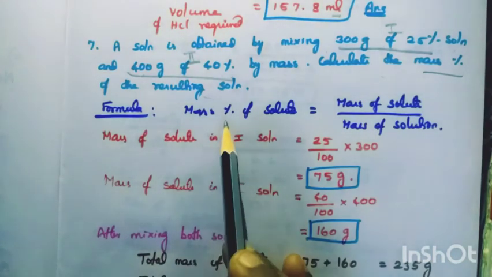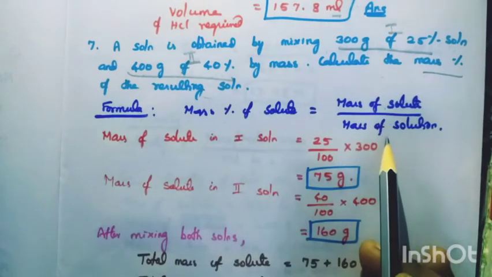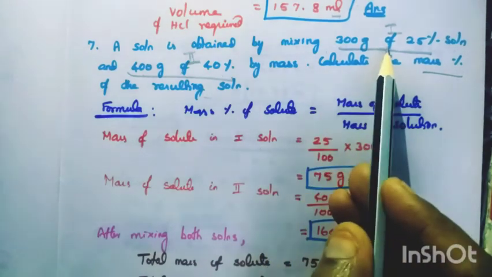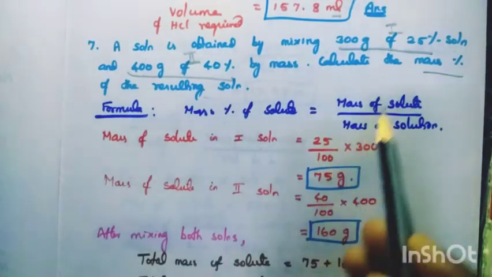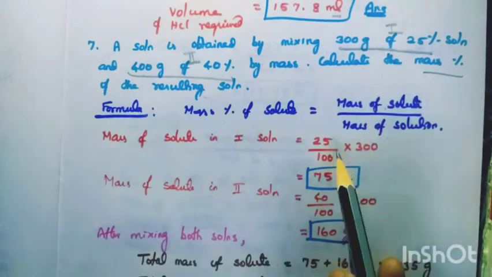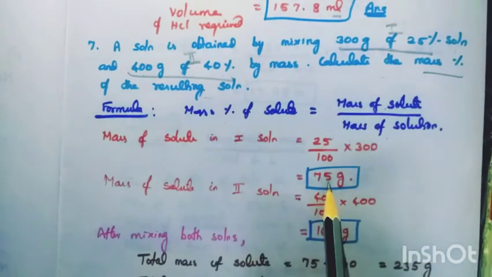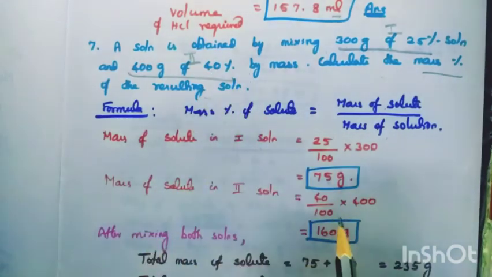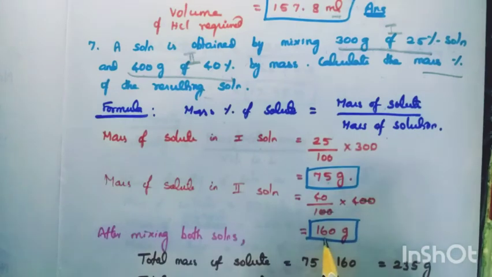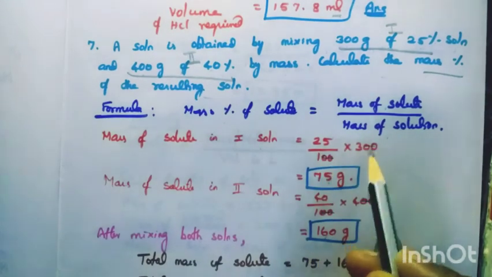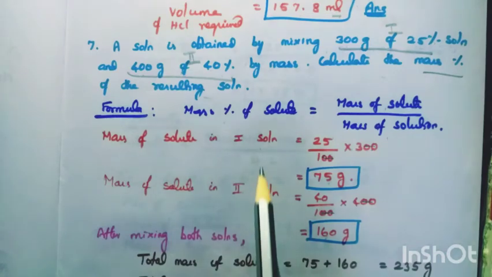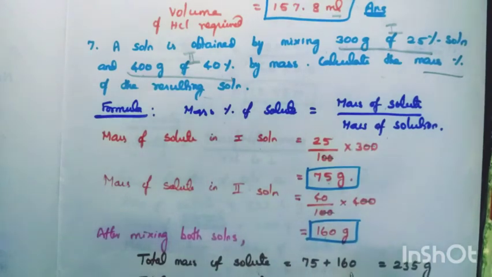Now, the mass percentage formula is mass of the solute by mass of the solution. Mass of the solute in the first one is 25 by 100 into 300, which is 75. Mass of the solute in the second is 40 by 100 into 400, that is 160. After mixing both, the total mass of the solute is first one and second one, 75 plus 160.